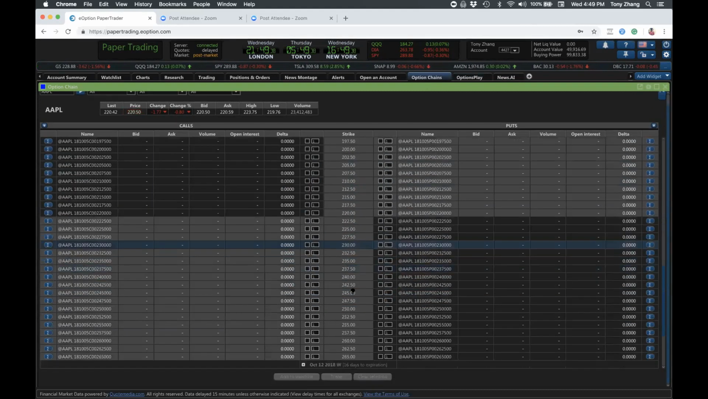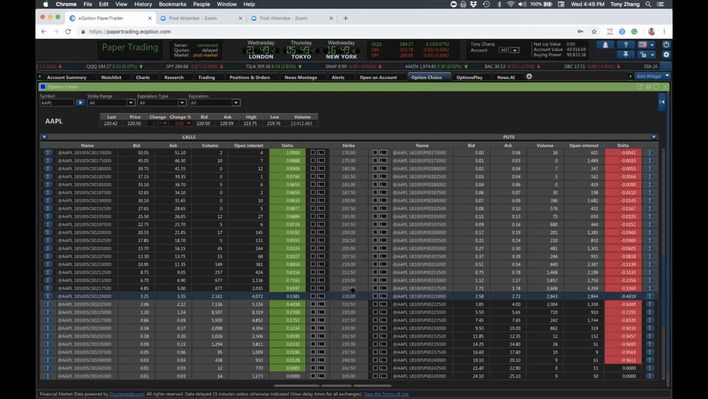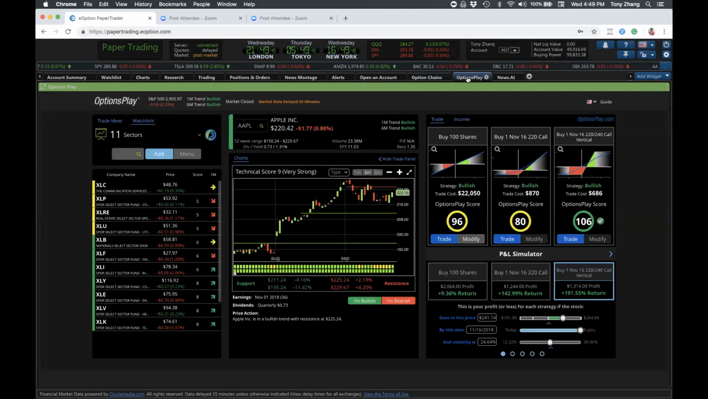You certainly don't get analysis to help you determine which strike and which expiration may be better suited for you. It's difficult to compare one strike to another. That's why we created OptionsPlay, so that you can do all of those things on one screen and didn't have to go back and forth between this screen and other screens.